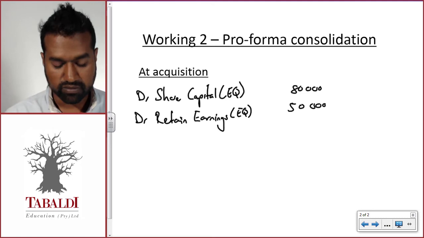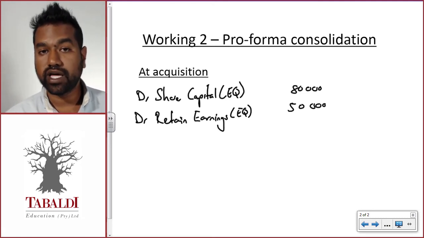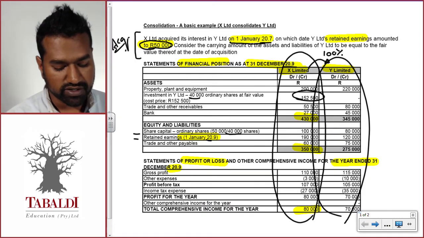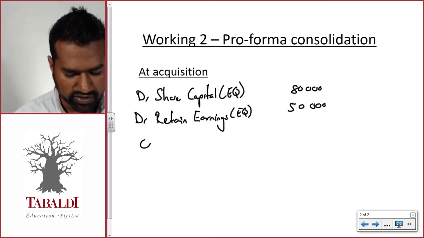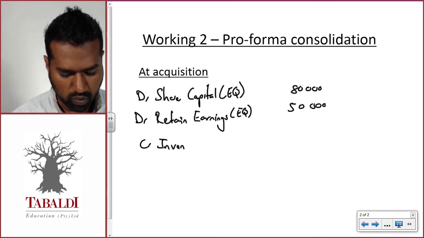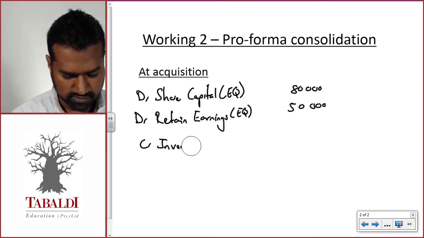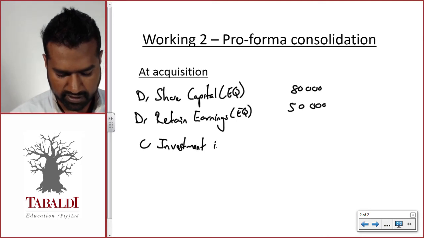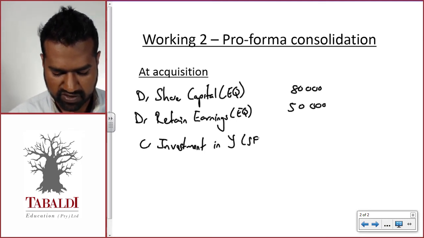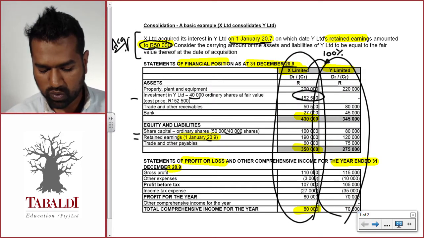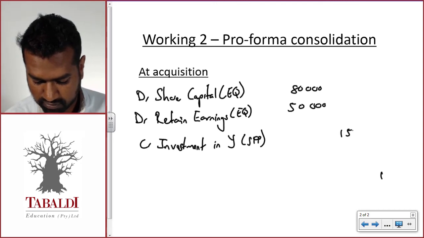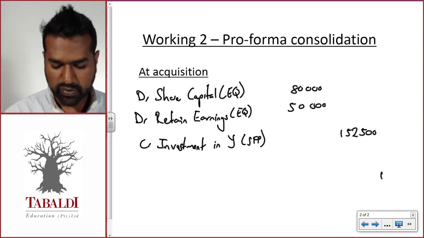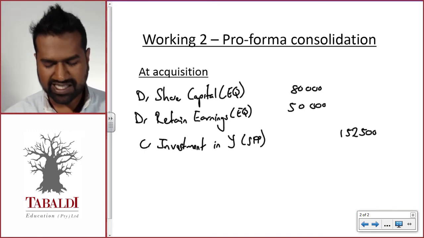So now that we removed the related portion of the equity in the subsidiary, we now need to go and remove our investment relating to that. So to remove our asset, we credit it. Credit investment in Y Limited. Investment in Y, and that's statement of financial position, and the value is 152,500. But we can see from this journal then, it doesn't balance.